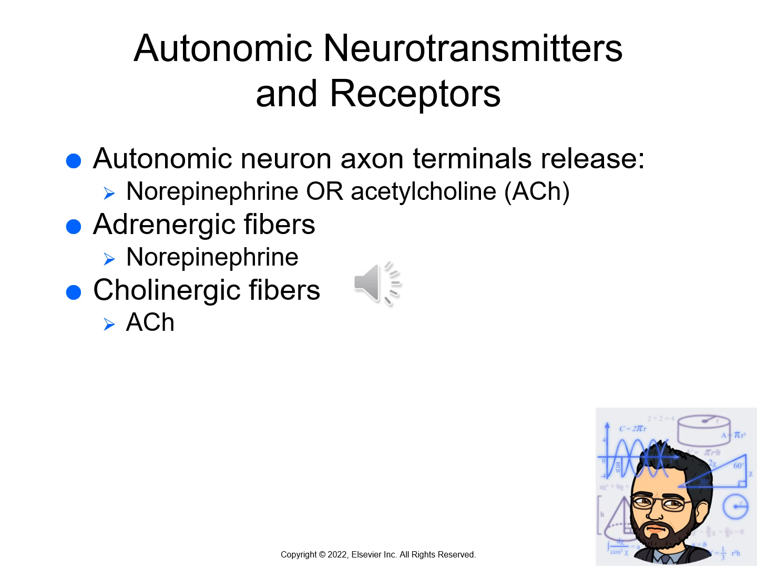In the preganglionic neurons, they release the acetylcholine. This activates what are called nicotinic receptors on the postganglionic neurons. The postganglionic neurons mostly release norepinephrine, NE. This acts on adrenergic receptors, alpha and beta, in those target organs.